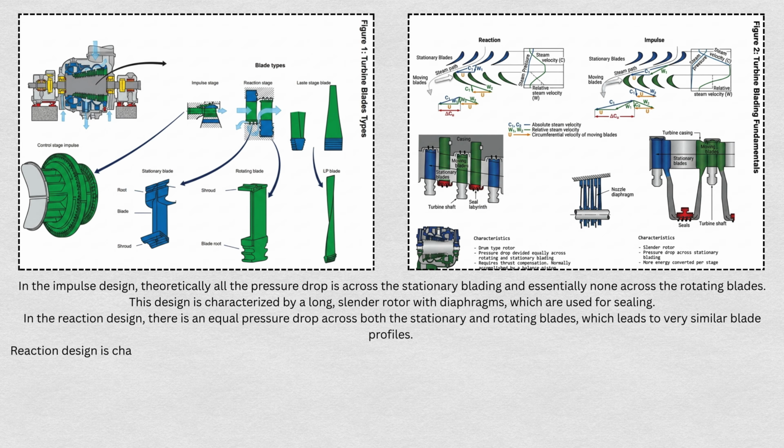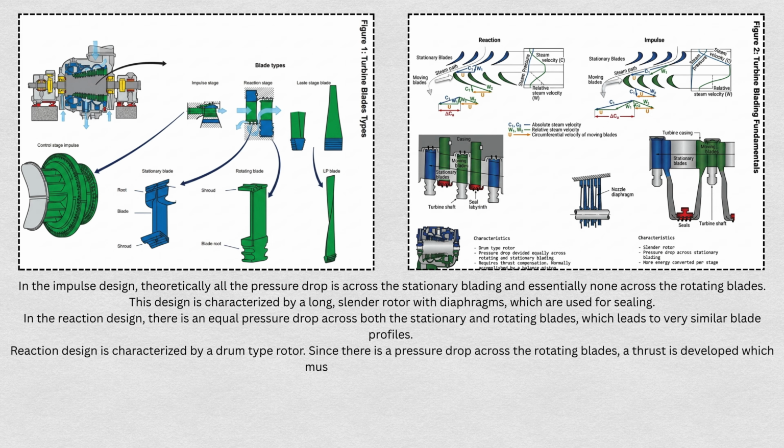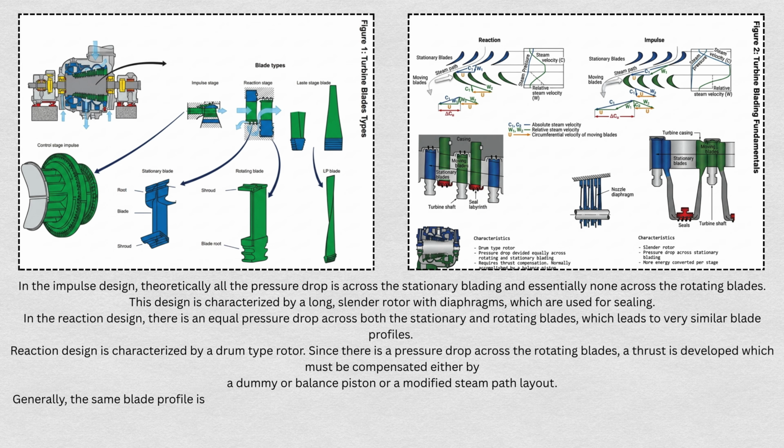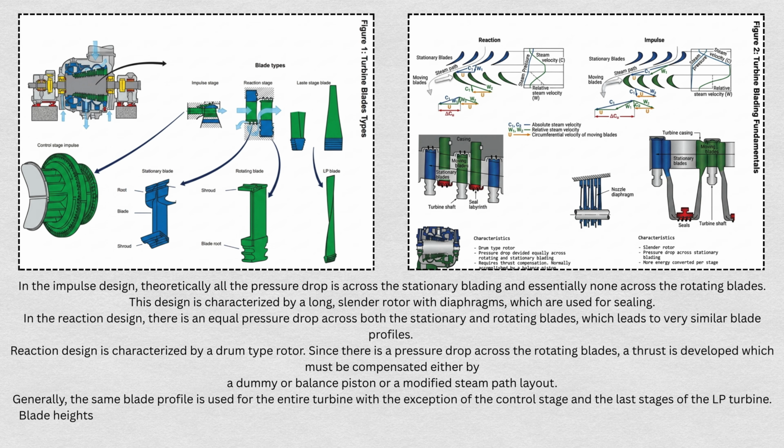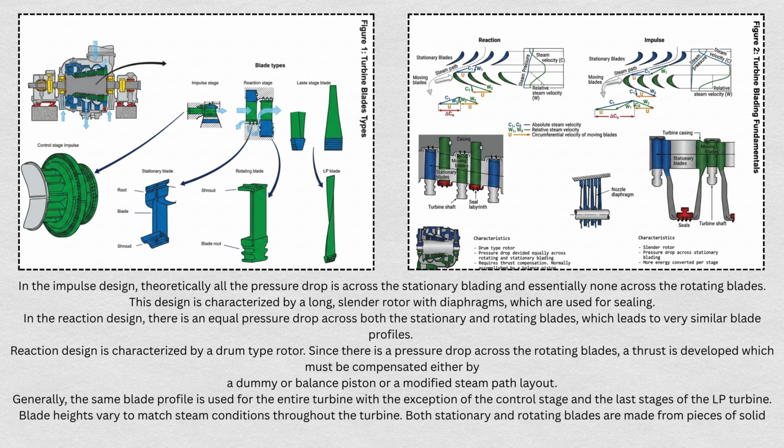In the reaction design, there is an equal pressure drop across both the stationary and rotating blades, which leads to very similar blade profiles. Reaction design is characterized by a drum-type rotor. Since there is a pressure drop across the rotating blades, a thrust is developed which must be compensated either by a dummy or balance piston or a modified steam path layout.